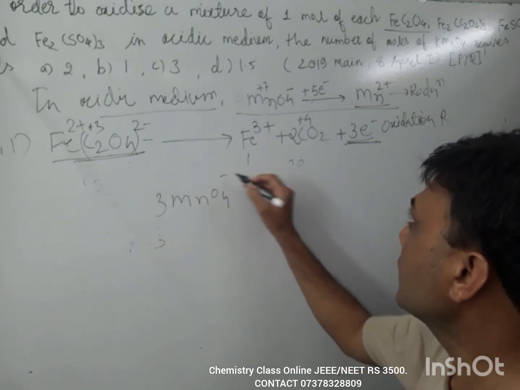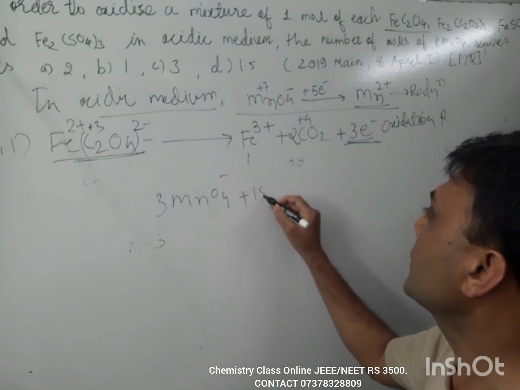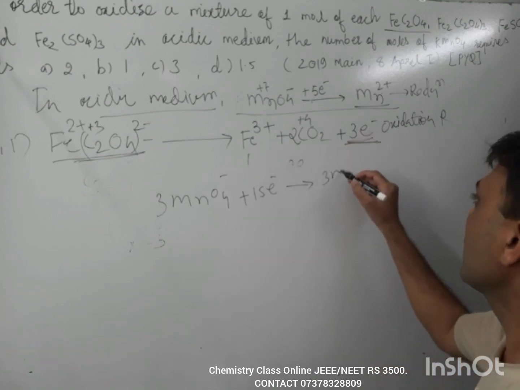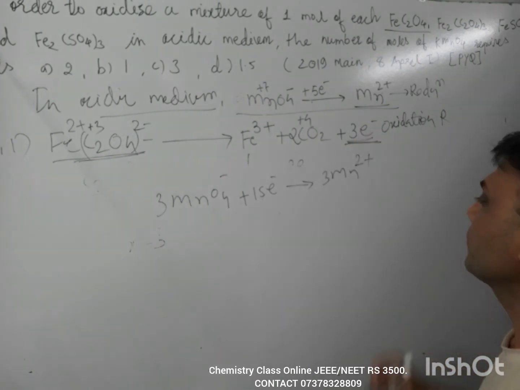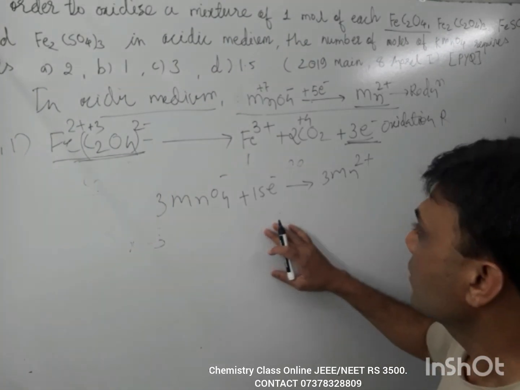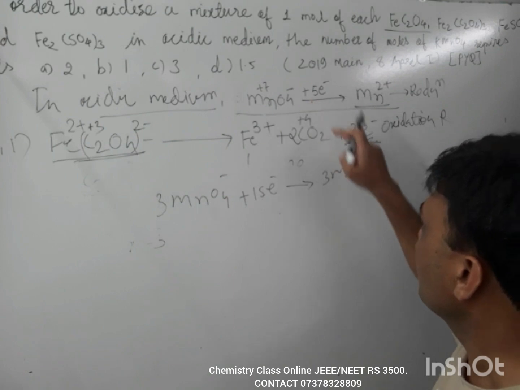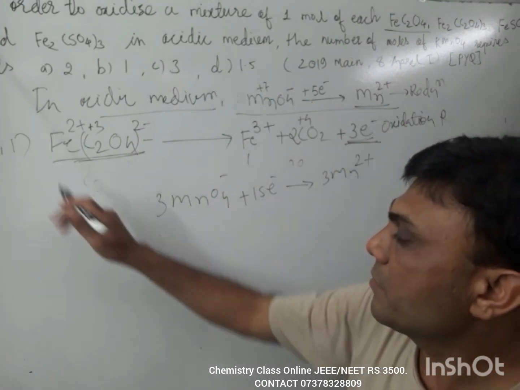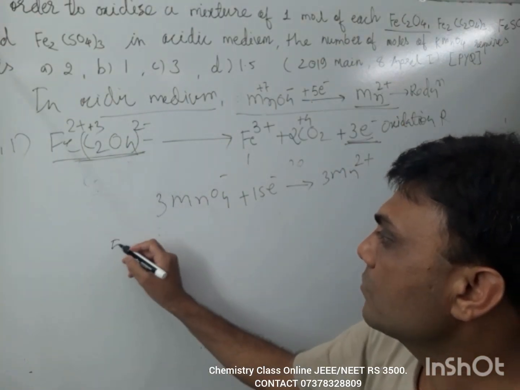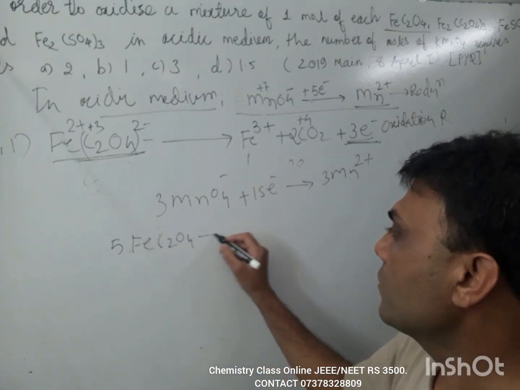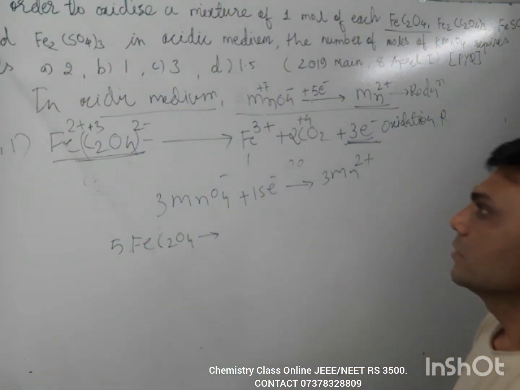MnO4 negative plus 15 electrons gives 3 Mn2 positive. This is a reduction reaction. And here we have to multiply this whole reaction by 5. So we will multiply here by 5. So 5 FeC2O4, that is 5 ferrous oxalate.